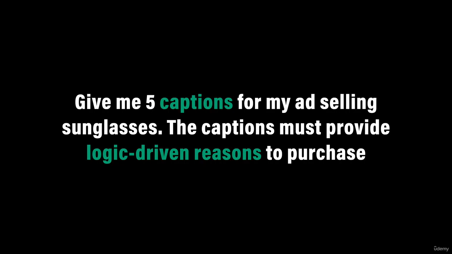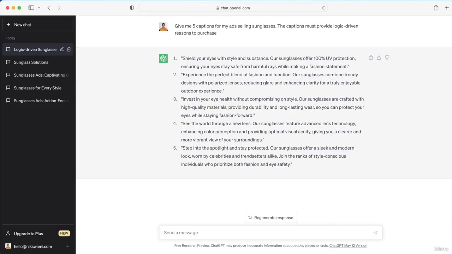Then the next prompt is, give me 5 captions for my ad selling sunglasses. The captions must provide logic-driven reasons to purchase. So this prompt is for creating captions that use the offer-related angles we covered earlier in the course. The logic-driven angle is one, but you can replace that with any other angles related to your offer. So this is ChatGPT's response for sunglasses, and across the captions it mentions all the logic-driven reasons to purchase, like 100% UV protection, polarized lenses, reducing glare, enhancing clarity, better color perception, high-quality materials, and strong durability. Alright, so that's the offer-related prompt.